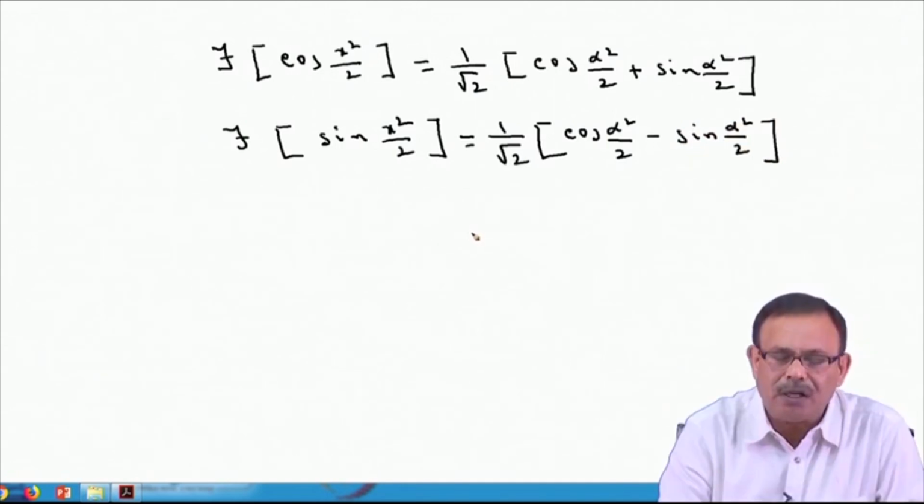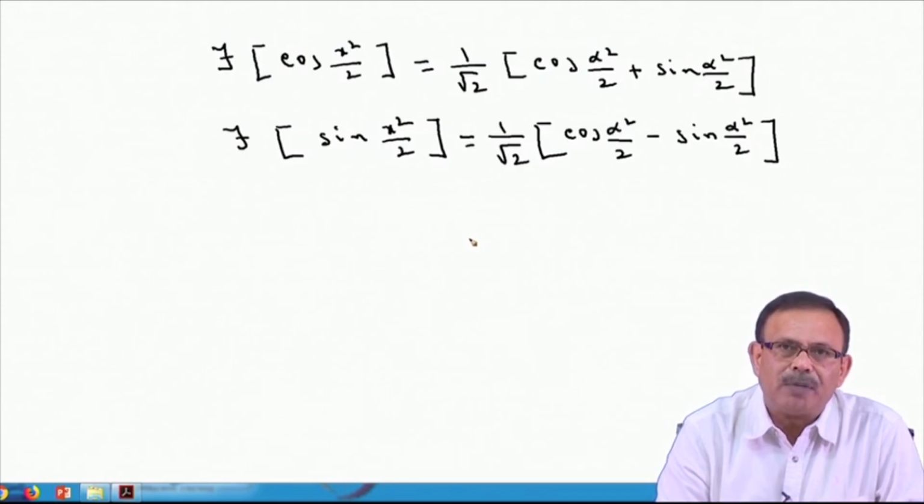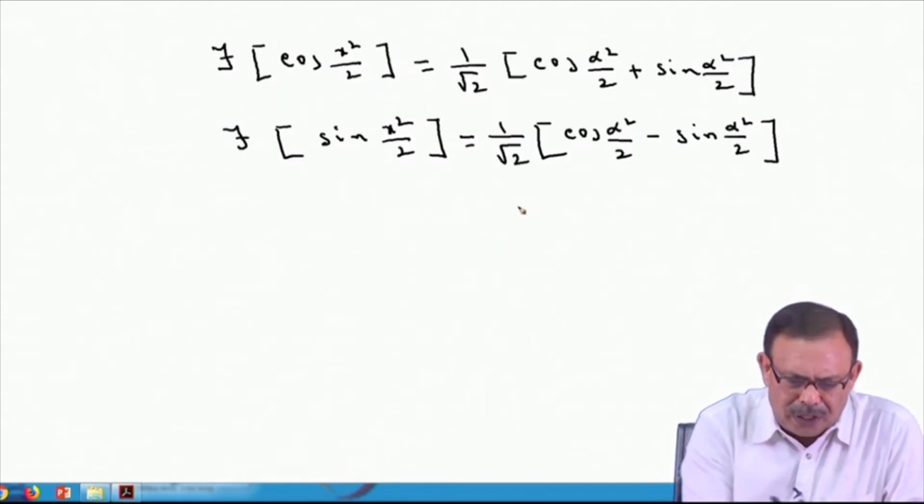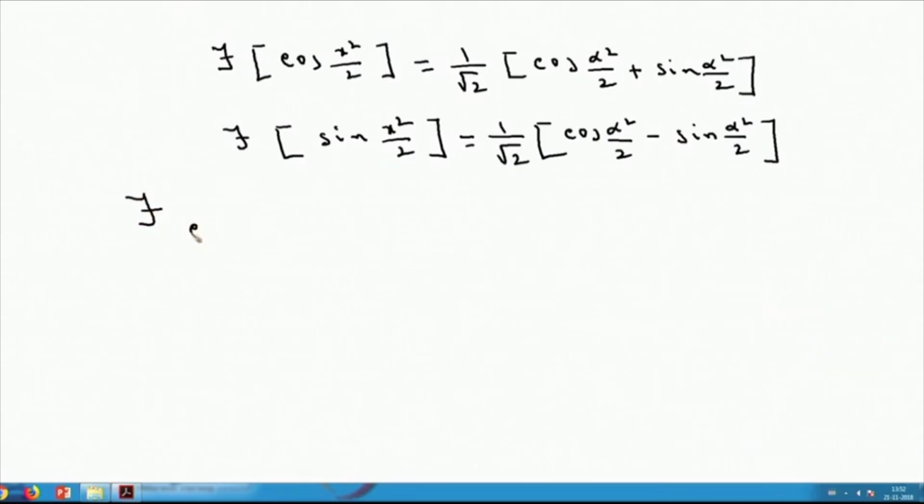These two results are already known to us. We have done it earlier, that Fourier transform of cos of x square by 2 is 1 by root 2 cos of alpha square by 2 plus sine of alpha square by 2, and Fourier transform of sine of x square by 2 equals 1 by root 2 cos of alpha square by 2 minus sine of alpha square by 2. Now, let us start with the left hand side, that is Fourier cosine transform of cos of x square by 2 minus pi by 8. Let us start from here.